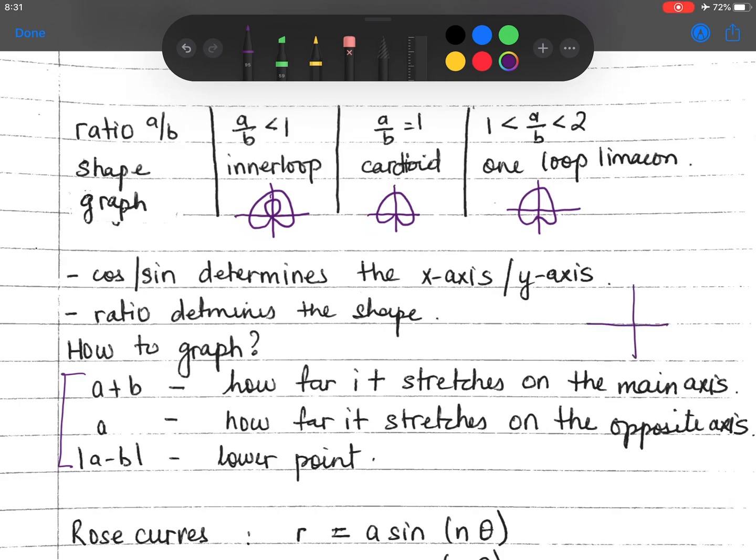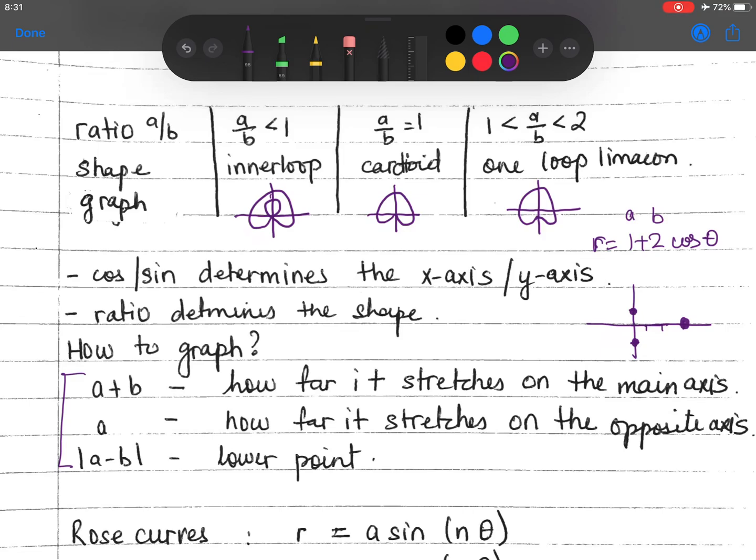Let me give you an example. Let's say I had r equals 1 plus 2 cosine theta. So what's A plus B? It's 3, and it's a cosine function and it's positive, so I'm going to be on this axis. So 1, 2, 3. That'll be my one point. Then A tells you how far it stretches on the opposite axis. My A is 1 here, so that would be my other 2 points that I need.